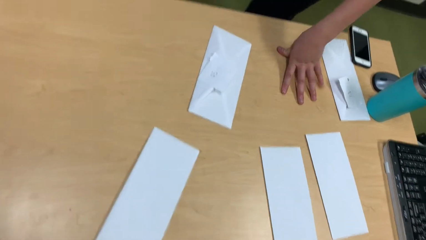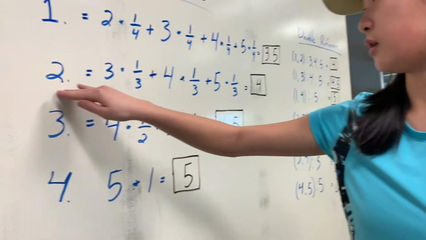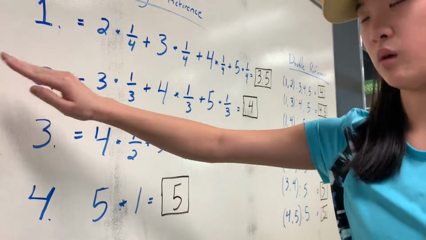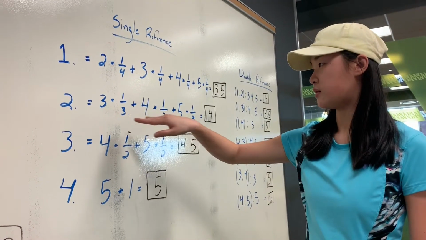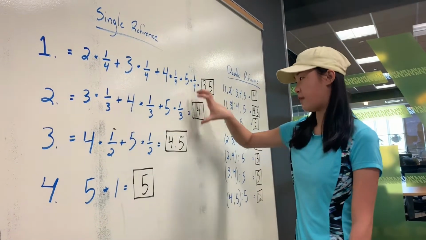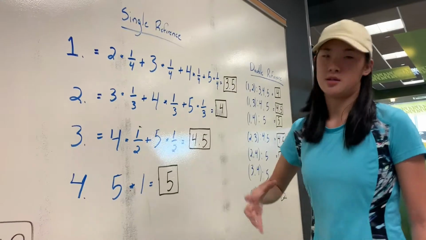Let's go look at the math over here. So for single reference, for example, I chose 2. So there's 3 left because I obviously don't want 1. I discarded 2 and I don't want 1. So there's 3 left. And you do 3 times 1/3 plus 4 times 1/3 and so on. And your expected value is around 4, but I got really lucky and I picked 5. And it goes on for the same thing.